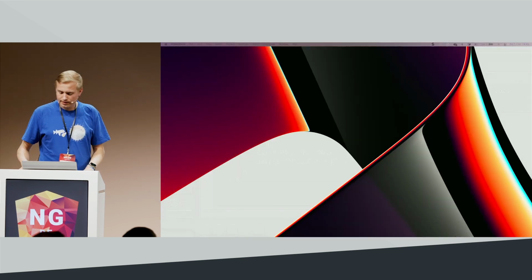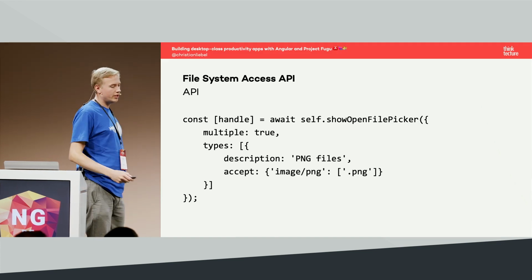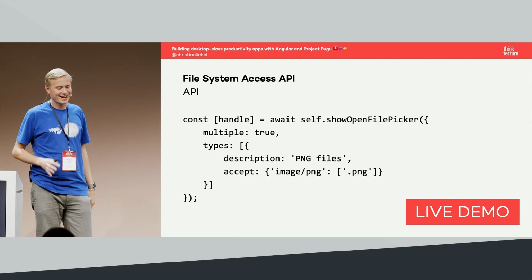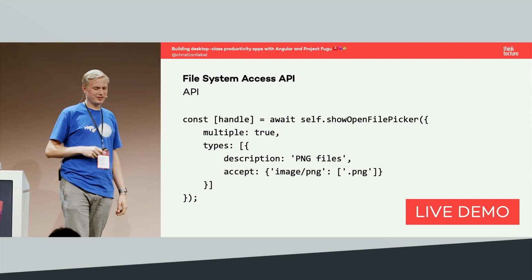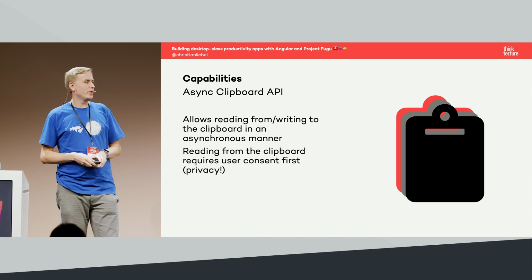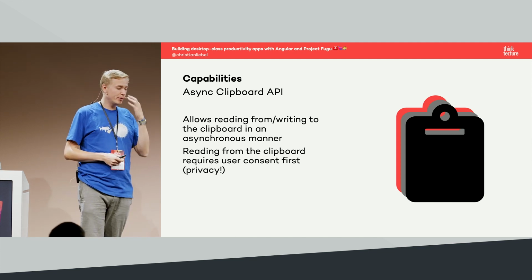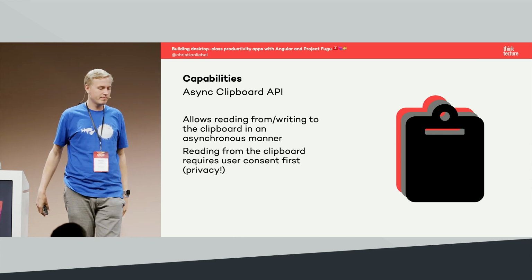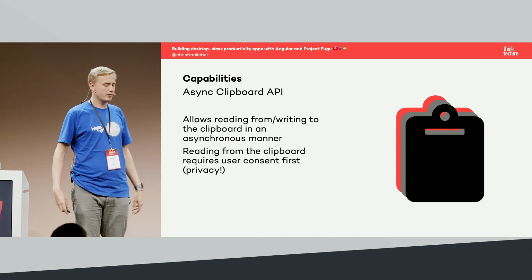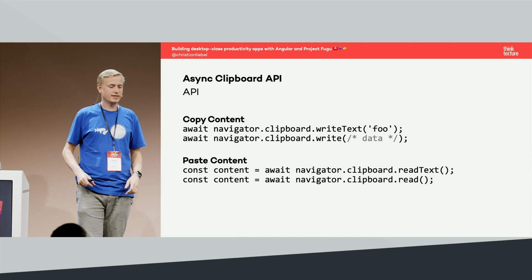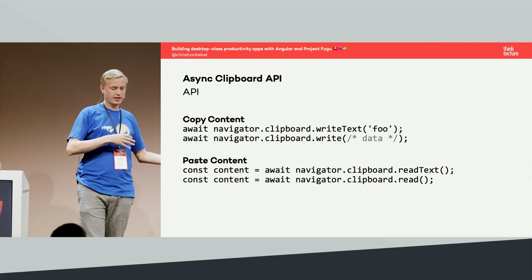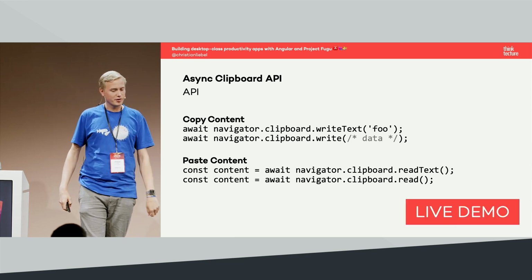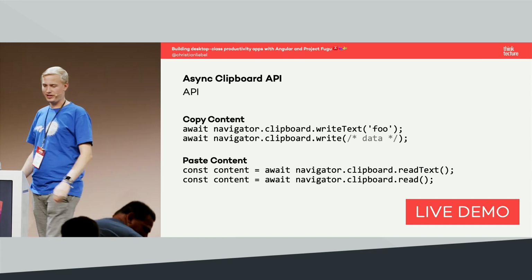All right. Now, accessing the clipboard works pretty much the same. We have a new API here called the async clipboard API, which, as the name says, allows reading from and writing to the clipboard in an asynchronous manner. May require user consent first. And the API is, again, super straightforward. Write and read on navigator.clipboard. So let's also go ahead and implement this in our application.